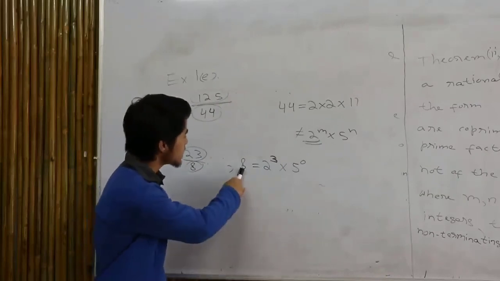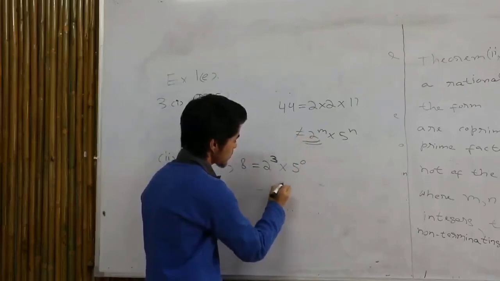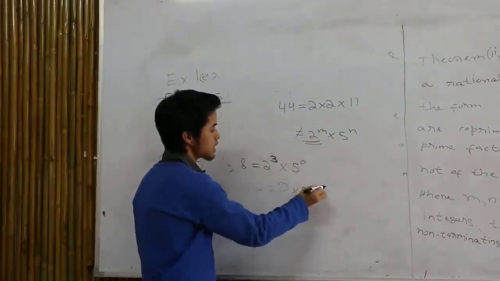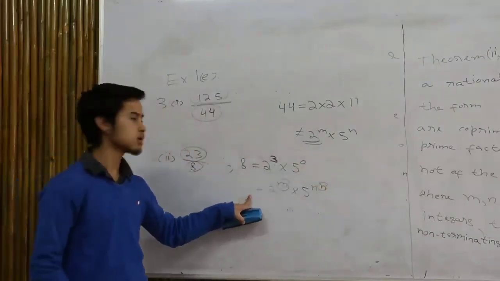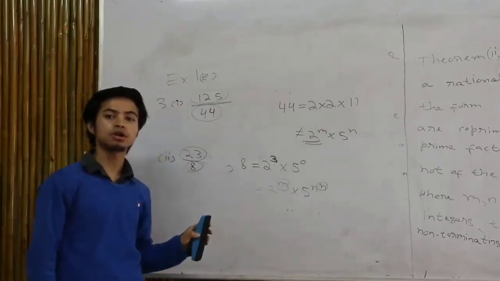So we clearly see that 8 can be written in this form, 2 to the power m into 5 to the power n. Here m is 3 and n is 0. So that means, according to theorem 1, this rational number will have a terminating decimal expansion.